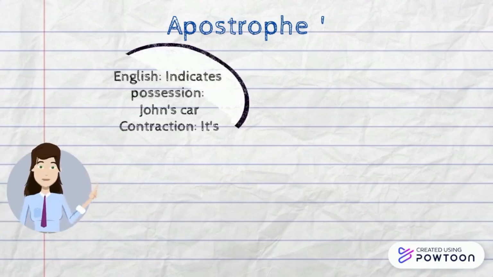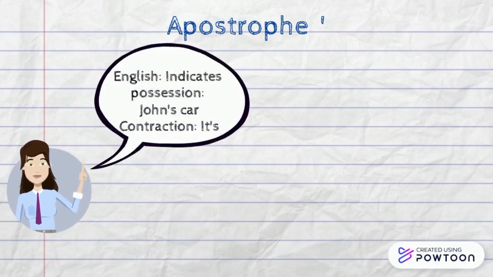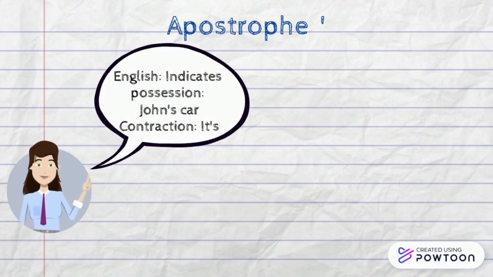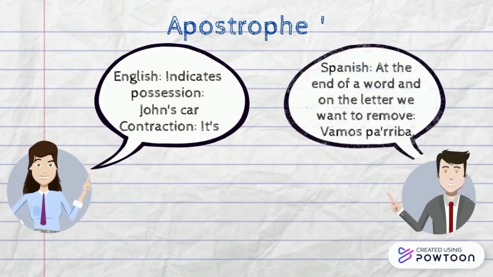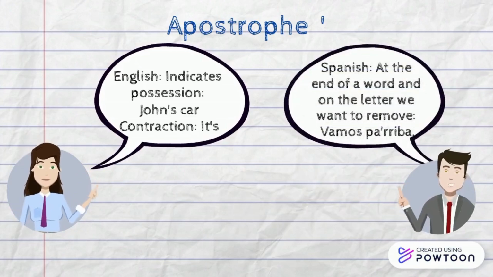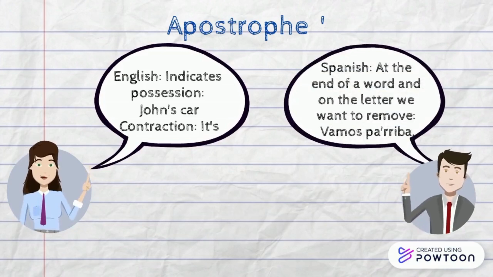Apostrophe. In English, the apostrophe is used for several purposes, such as indicating possession. For example, John's car. It is also used to form a contraction, for example, it's. On the other hand, in Spanish, the apostrophe is used at the end of the word and on the letter we want to remove. Vamos pa' arriba.